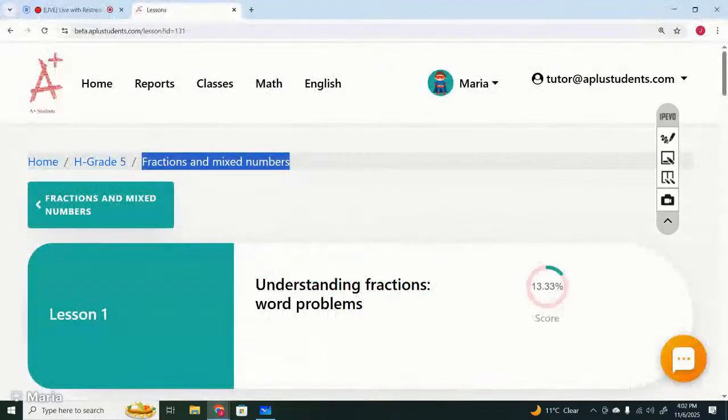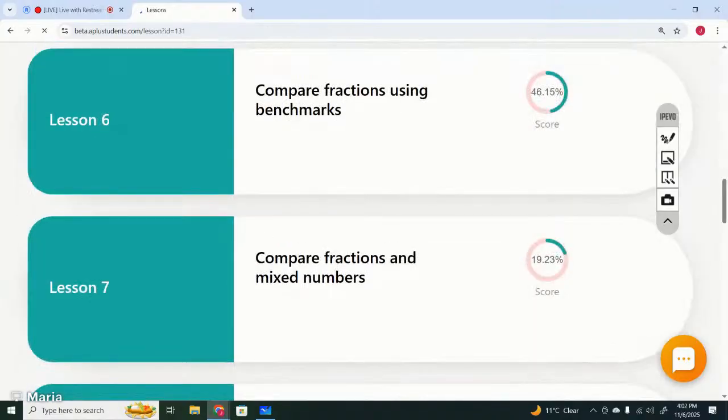Okay, here I'm on grade 5 math. The chapter we're on right now is fractions and mixed numbers. Let's just start with the lesson.